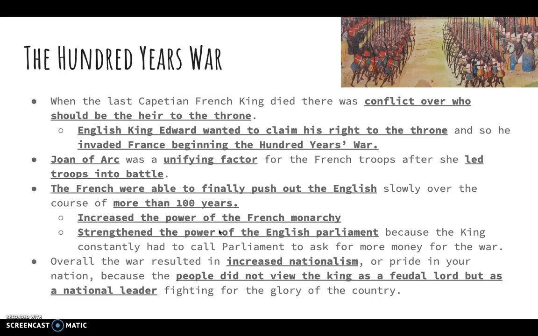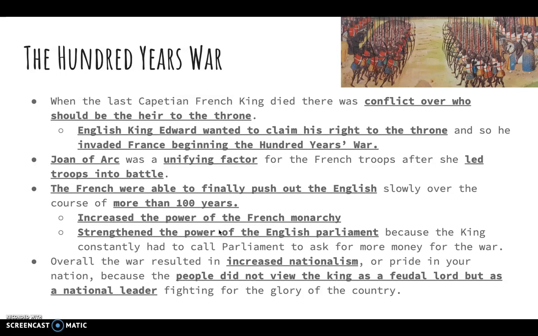Now, the French and the English came into conflict over the heir to the French throne. When the last Capetian French king died, there was conflict over who should be the heir. The English said that because their monarch had Capetian blood, he should be the heir, while the French didn't really want that.